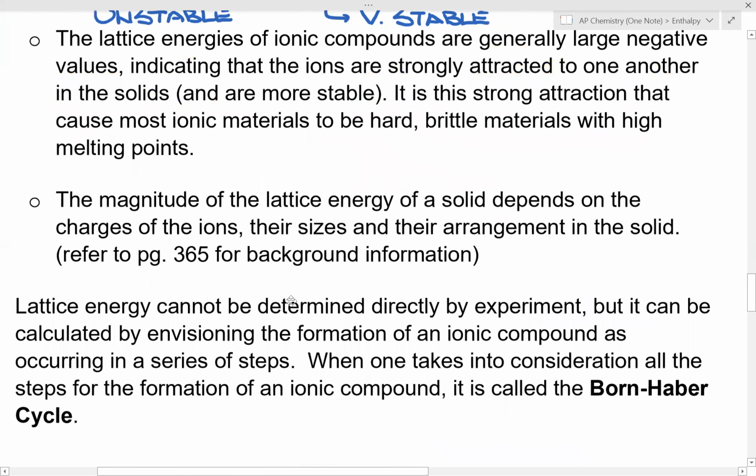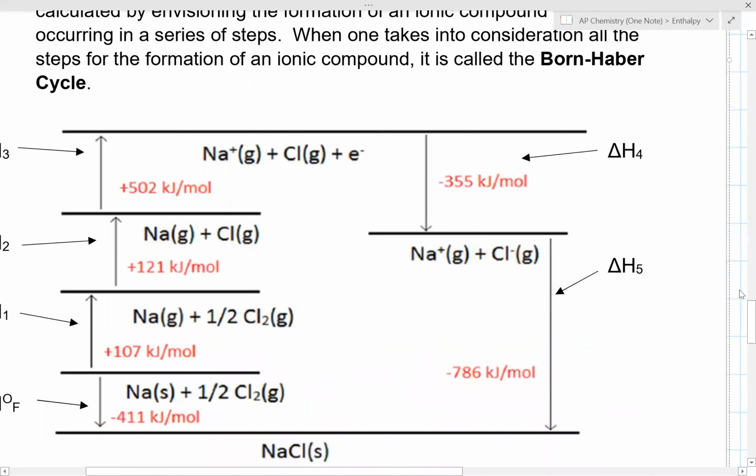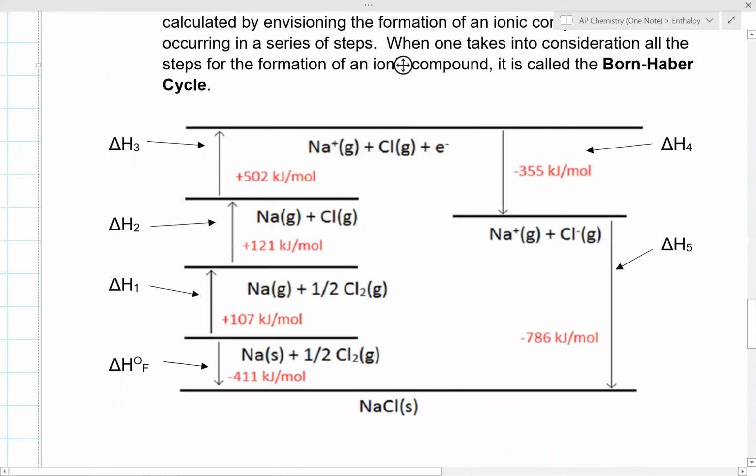Now, lattice energy cannot be determined directly by experiment, but it can be calculated by envisioning the formation of an ionic compound as occurring in a series of steps. When one takes into consideration all the steps for the formation of an ionic compound, it's called the Born-Haber cycle. Notice you have a series of steps, with symbols on the left: delta H formation, H1, H2, H3, H4, H5. It's a combination of these steps that you can use to determine the lattice enthalpy.